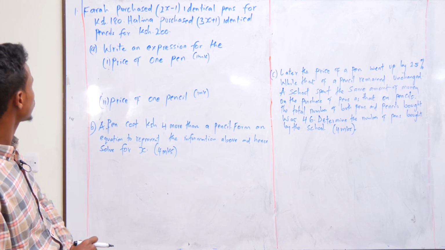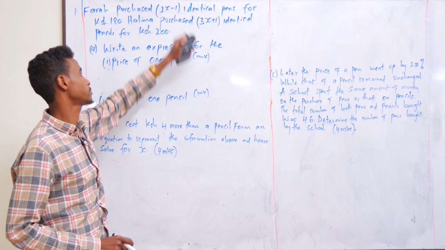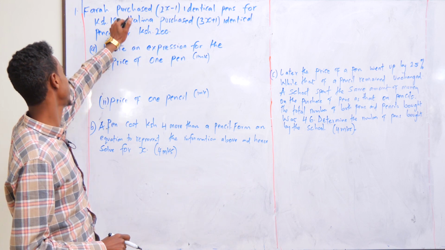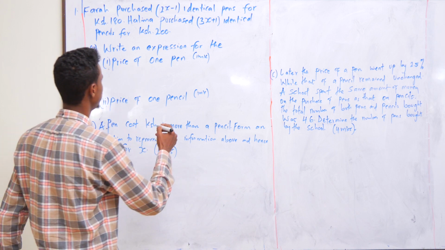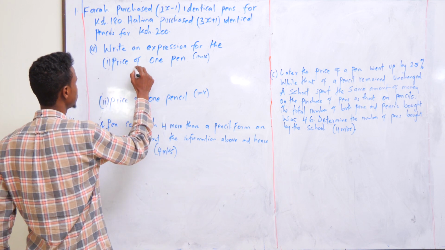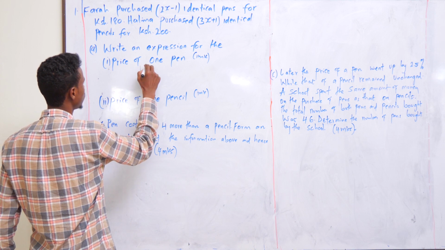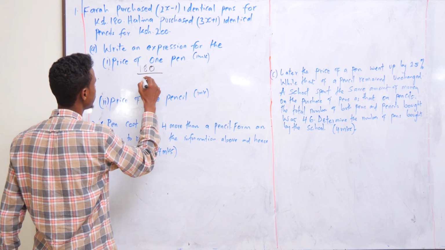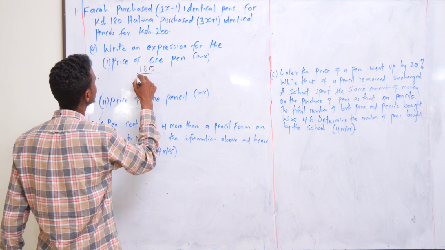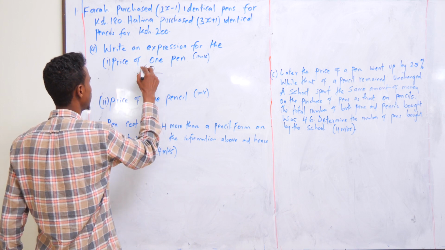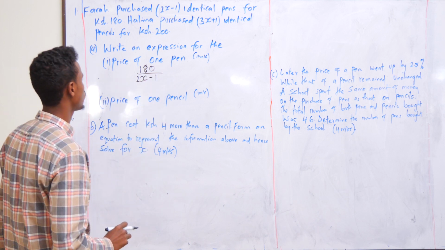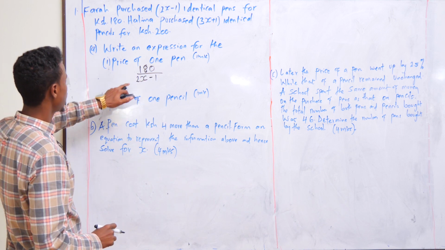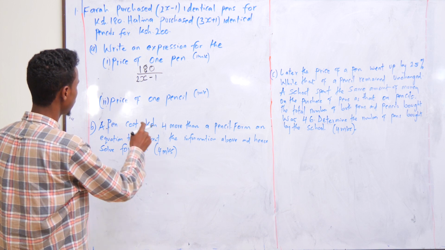Now the total number of pens bought is 2x minus 1. Total money spent is 180. Money divided by the number of pens bought, you get the price of one pen. That is 180 divided by 2x minus 1, and that is the price of one pen. Now, that is one mark.